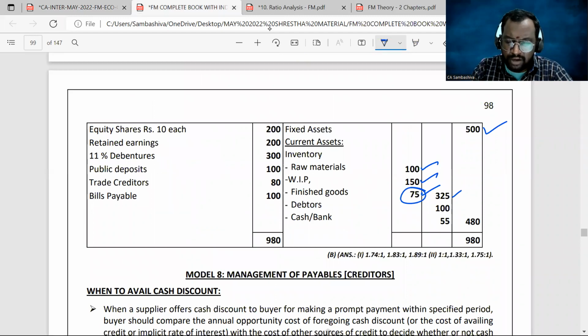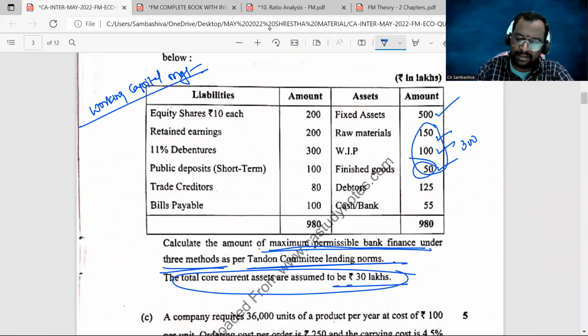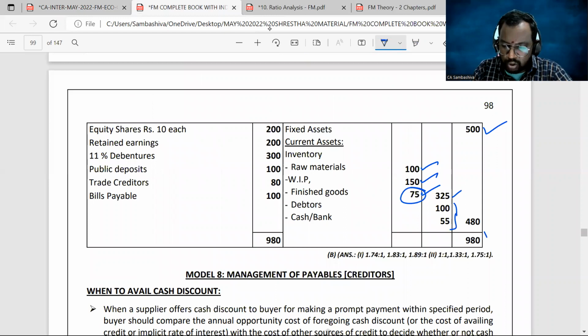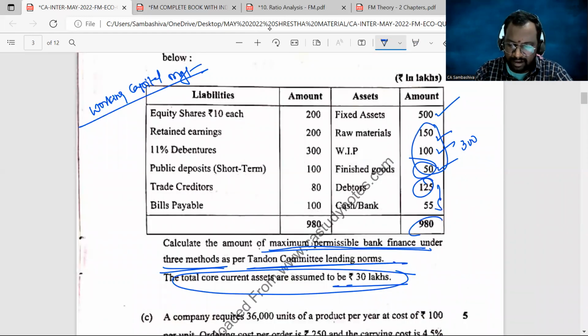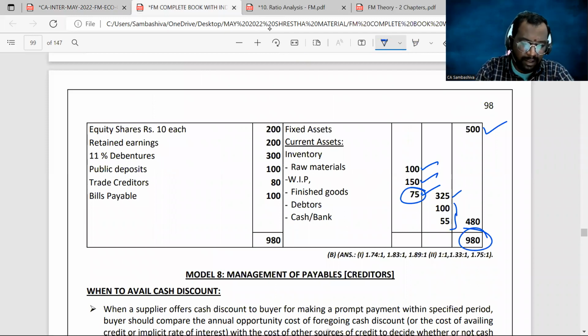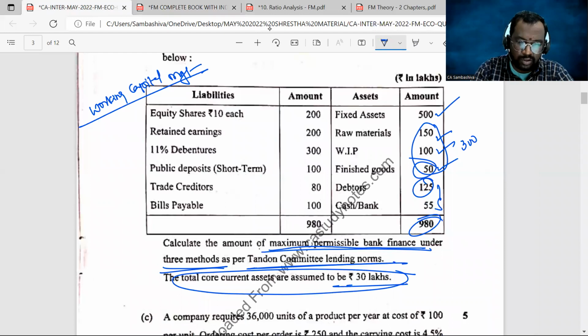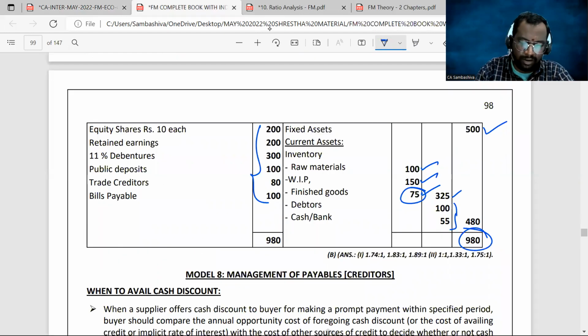That's the only change. And you can see the debtors and the cash are again the same. Almost, just 125 here; we have taken 100 there. Now, the total of the balance sheet, you can see, is 980. And look at the share capital 200, retained earnings 200, debentures 300. So 200, 200, 300, 180, 100.